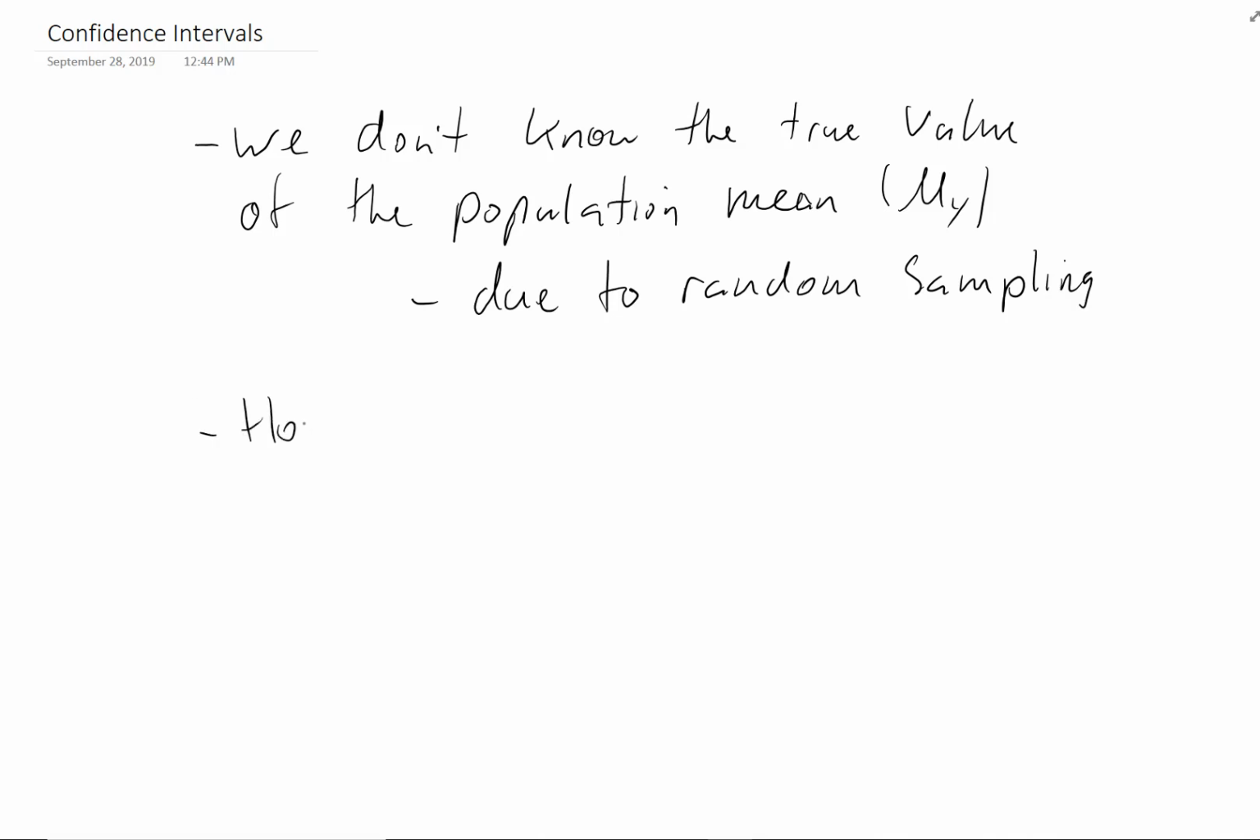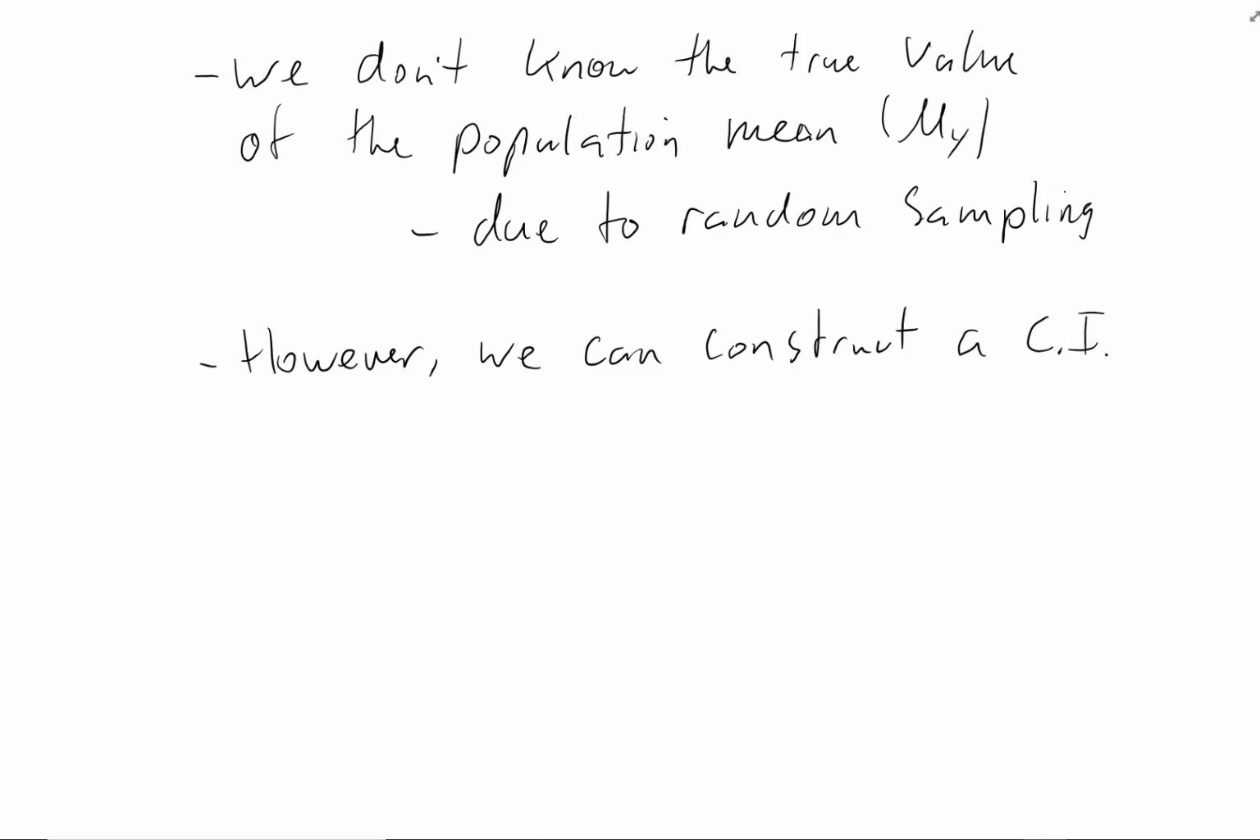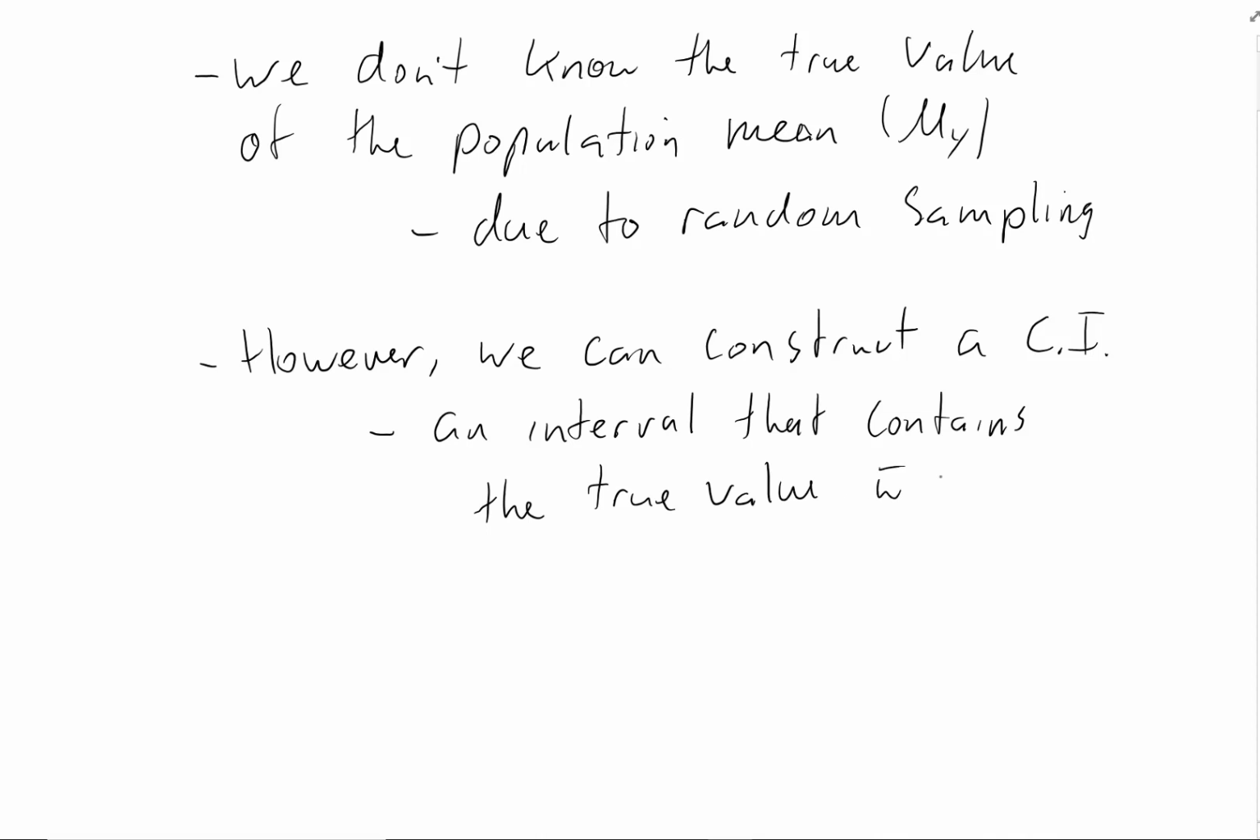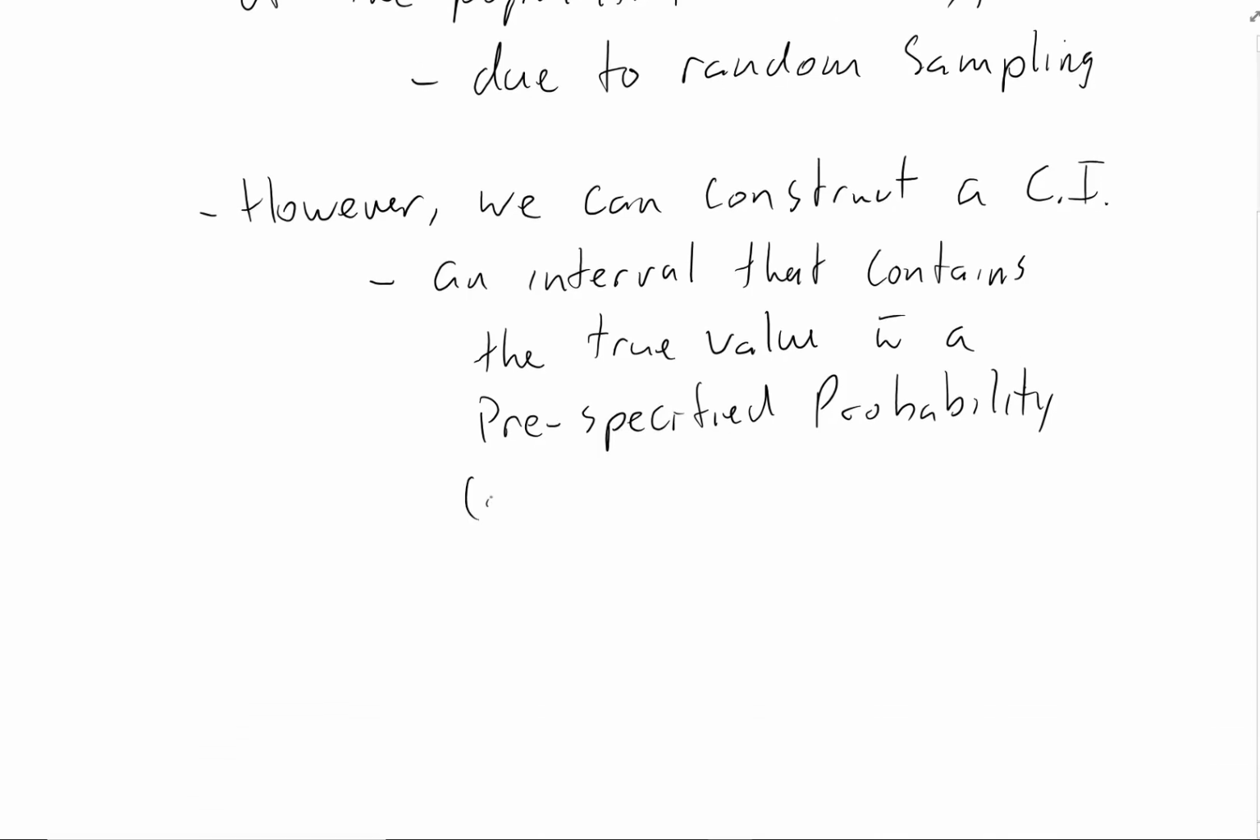However, we can construct a confidence interval, and I'll just write CI for confidence interval. This confidence interval is an interval that contains the true value with a pre-specified probability. You often call this pre-specified probability the confidence level.